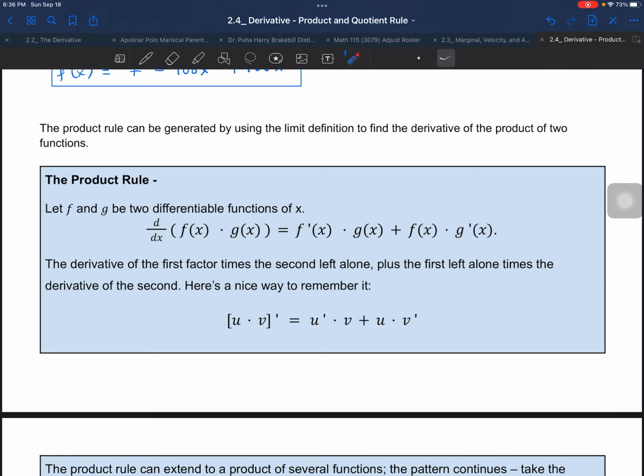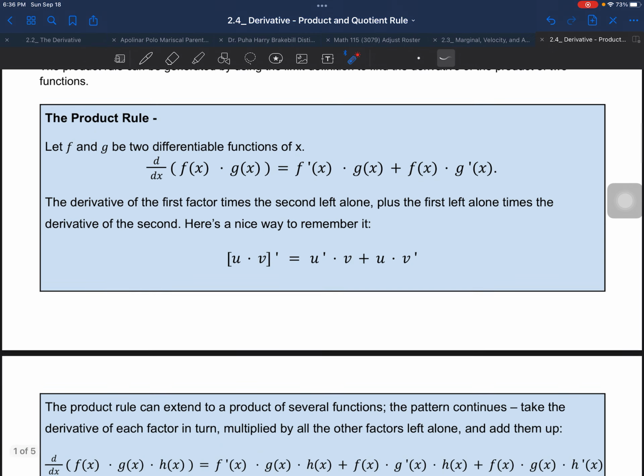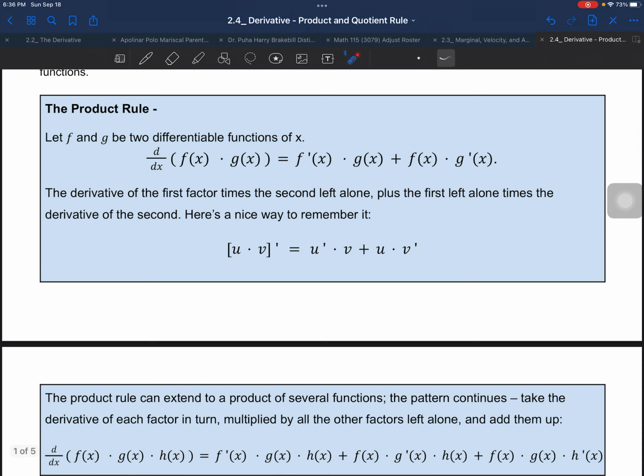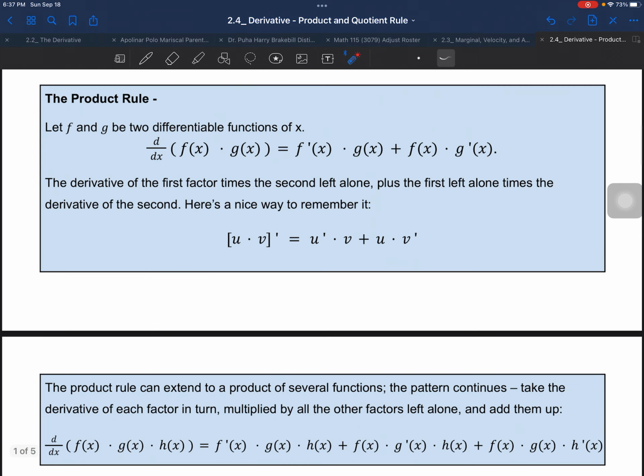So all we're doing is using the same product, and then pretty much you alternate who has the derivative, right? So you kind of copy and paste it twice, one where this is the derivative, and then the other one where the other one has the derivative. Don't forget that this is a plus. And that's pretty much it, right? So if we say this out loud, it's the derivative of the first factor times the second left alone, plus the first left alone times the derivative of the second one.